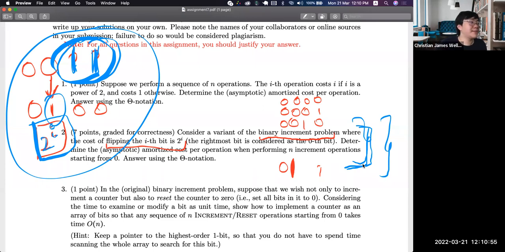Does that help explain a bit more about the aggregate and accounting method? Yeah. Okay, great. Yep, sure.